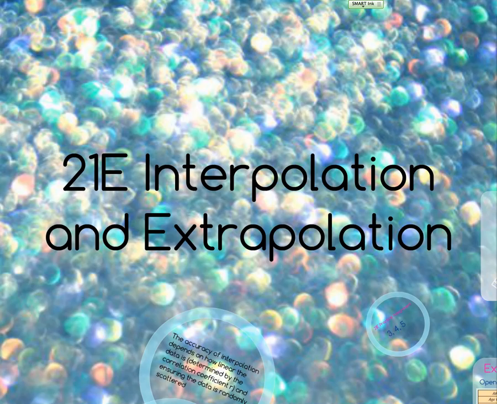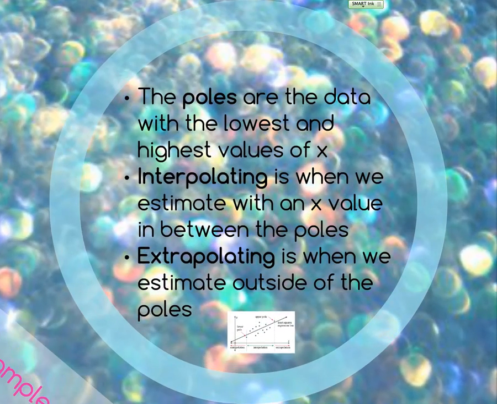Okay, so first we're going to get definitions for these words. So the important things are the poles. The poles are the data with the lowest and highest values of x. So if we look at our set of data, the point that has the lowest x value is called the lower pole. The point that has the highest x value is called the upper pole, and we'll see that on a diagram in a moment after we're done defining these words.